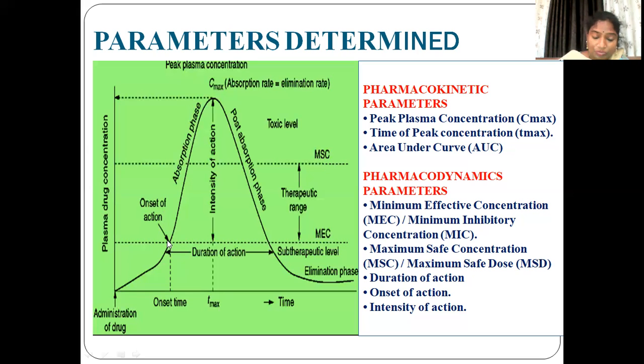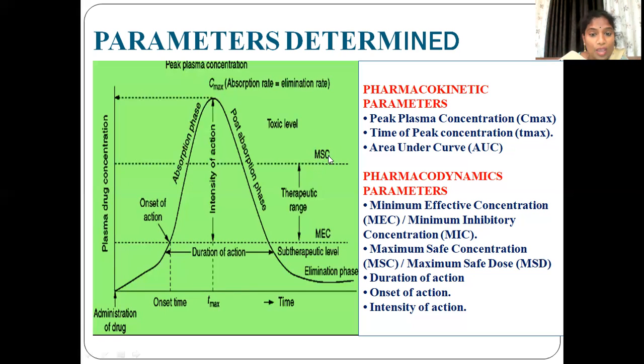That concentration, to show the onset of action, needs some minimum effective concentration. That means only above the minimum effective concentration do we calculate the onset of action. How much time is taken for the onset of action, that we call the onset of time. And the intensity of the action: to show the therapeutic effect, how much of the drug is needed, that we call the intensity of action. How it is treating the disease, that we call the intensity of action.